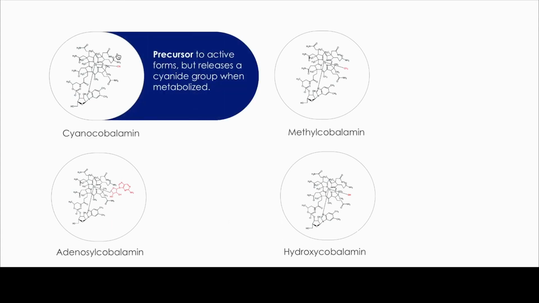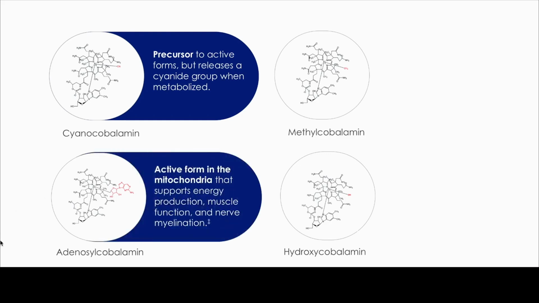Cyanocobalamin is a precursor to both of the active forms. It does release a cyanide group when it's metabolized, so that's one of the reasons why many practitioners choose to avoid it. Adenosylcobalamin is one of the active forms that's in the mitochondria. That's the only mitochondrial form. We touched on it earlier. Its role is to support energy production, muscle, and nerve health.